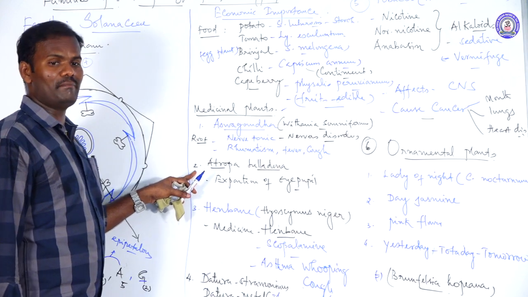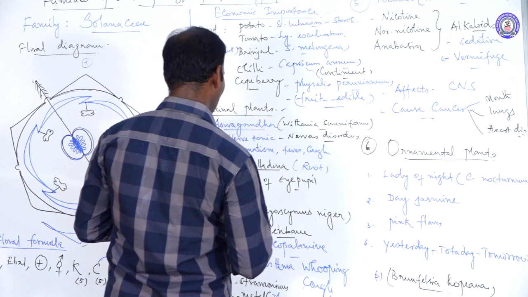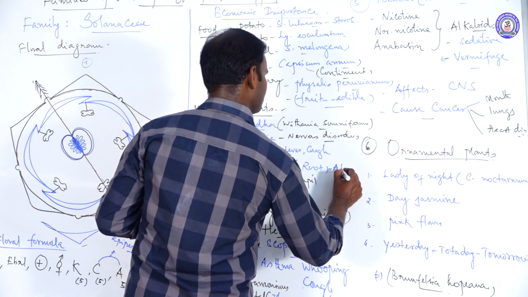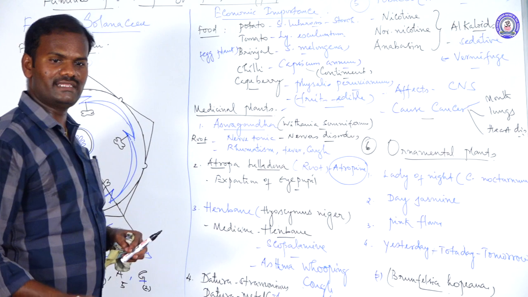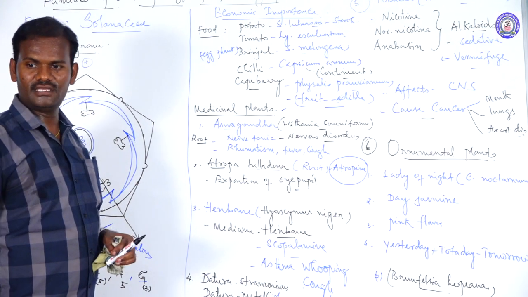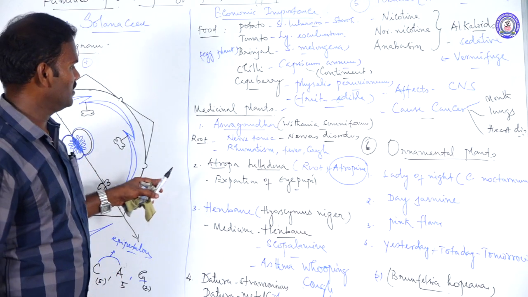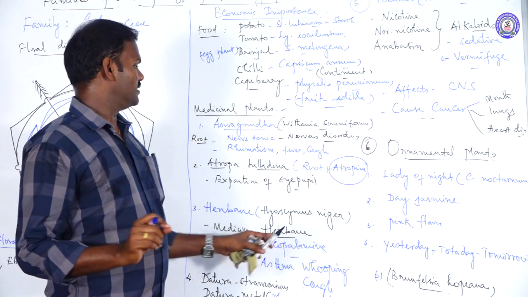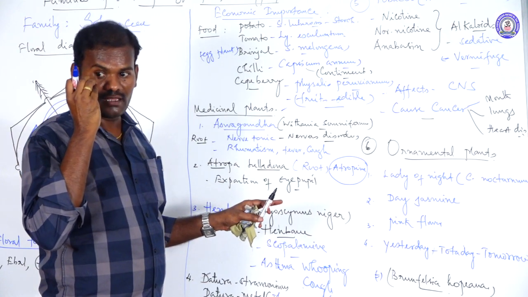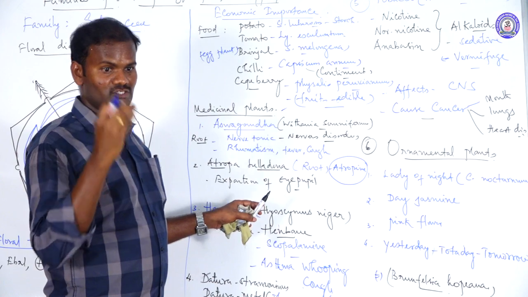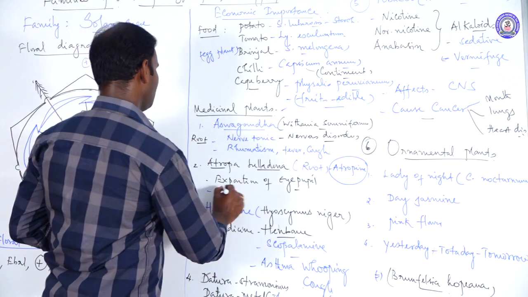Another plant, Atropa belladonna. The root of Atropa belladonna yields a powerful alkaloid called atropine. Remember, atropine. It is an alkaloid. Alkaloids are nothing but secondary metabolites. It is a chemical compound. These are the curative properties present in the root of Atropa belladonna. The alkaloid is called atropine. Atropine is used for dilating the eye pupil before an eye test. It is also used as a strong painkiller.